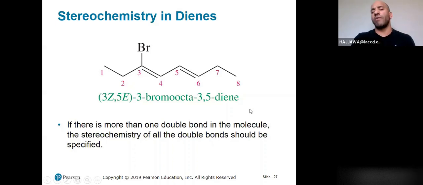Imagine if you would be using cis and trans. What are you going to say? 3 cis, 5 trans? That doesn't even sound right. So that's why E and Z are the formal, more acceptable way of naming alkenes that do have trans and cis configuration.